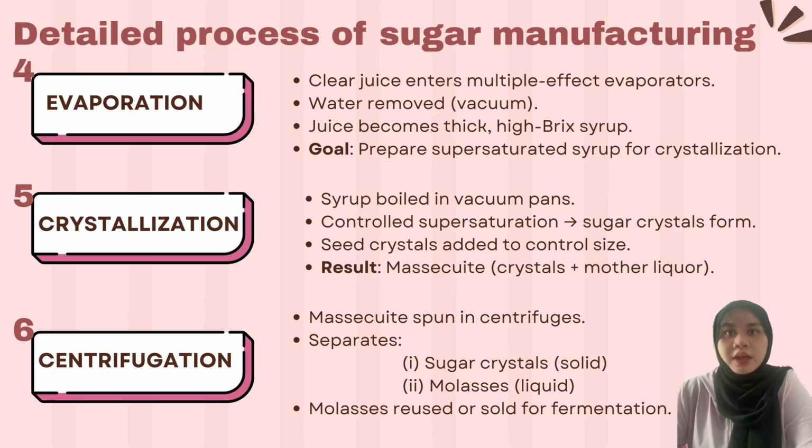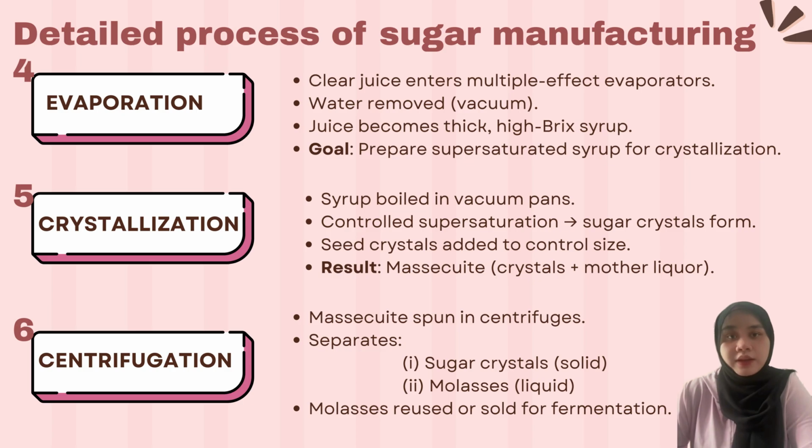At this stage, the clear sugarcane juice is sent into a multiple effect evaporator. Here, the main purpose is to remove as much water as possible. And it's done under vacuum so the juice can boil faster without damaging the quality. As the water evaporates, the juice becomes thicker and its brix value increases. By the end of this stage, we get a concentrated syrup that is supersaturated. This is important because only supersaturated syrup is suitable for the next step.